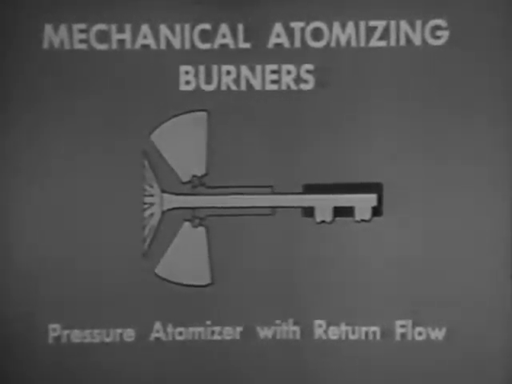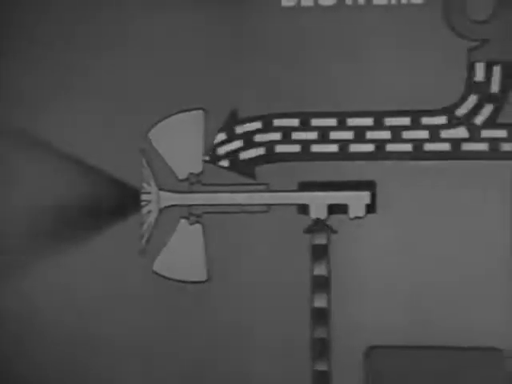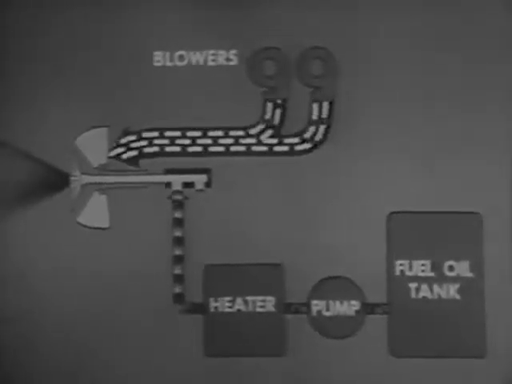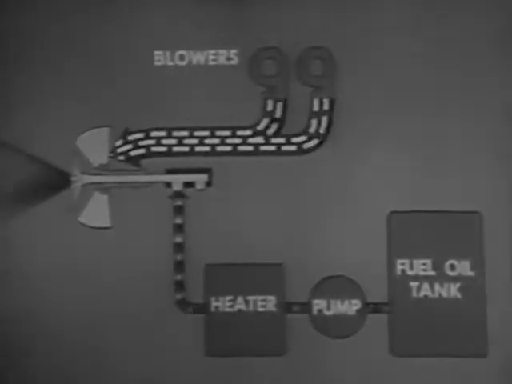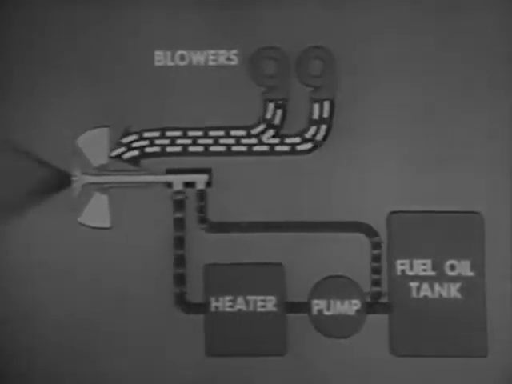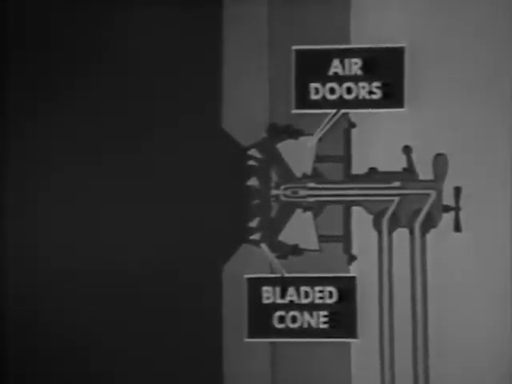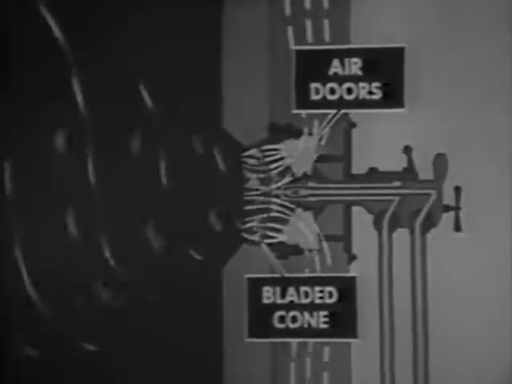In this type of burner, only part of the oil that goes through the burner is actually burned. The remainder returns to the fuel oil pump. Air doors and a bladed cone give the whirling motion to the air that enters the register to mix with the oil, as in the burner seen previously.